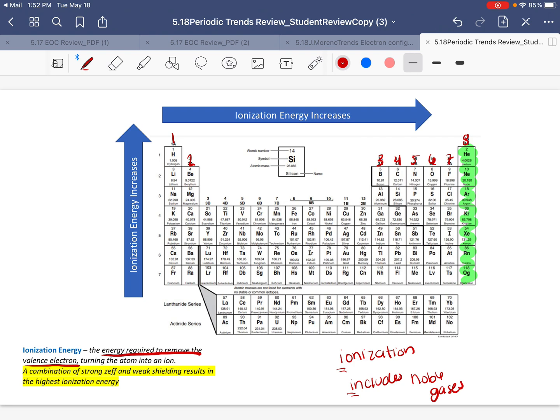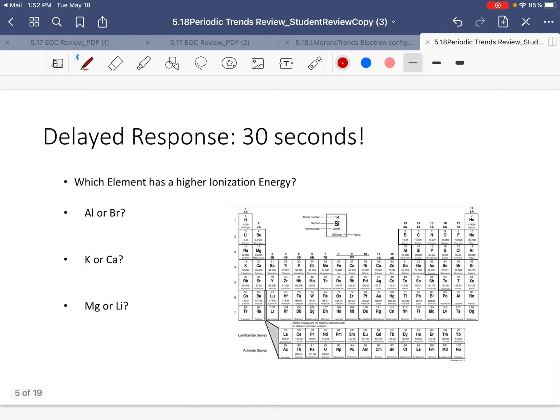It goes up and to the right. So for this one, guys, which element has a higher ionization energy? You have aluminum, and then you have bromine. Bromine is down here. Remember, the trend for ionization energy is up and to the right. So for this one, group 3 only has those 3 in the center. So bromine would have a better one.